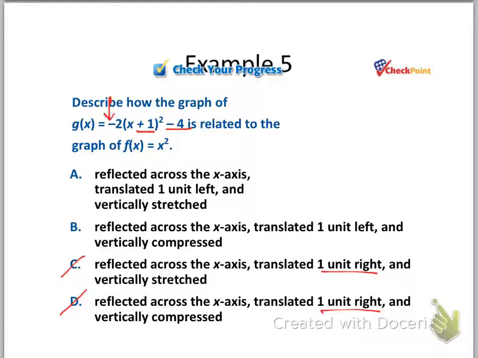We got a minus sign out front, so that means it's going to be frowning or reflected across the x-axis. That would be the fancy way of saying it. But of course, I will accept frowning. Okay, so they both say reflected across the x-axis. They both say 1 unit left. The only difference is vertically stretched or vertically compressed. The 2 is going to tell us that it is going to be vertically stretched.